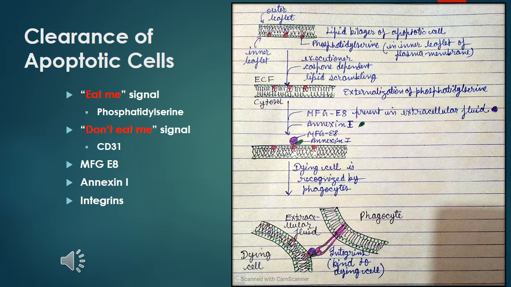Sometimes in normal cells, phosphatidylserine is externalized without any apoptotic signal. So these cells are not engulfed by phagocytes because of the presence of a don't eat me signal on their surface in the form of a molecule called CD31 antigen. MFG-E8, annexin-1, these are used as markers of apoptosis in experimental studies. So we see that clearance of apoptotic cells is a highly regulated process. Now let us move towards further discussion where we are going to see what happens if apoptotic control mechanisms fail.